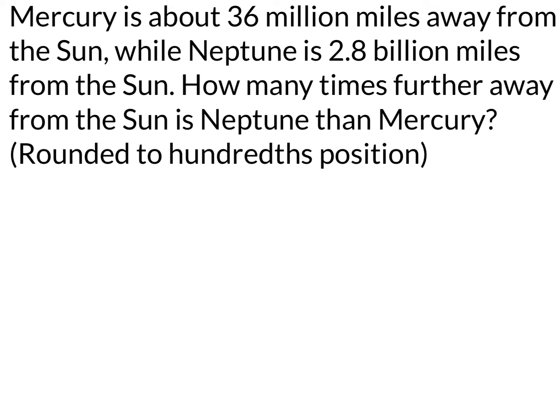Next, let's look at a different example. Mercury is about 36 million miles away from the Sun, while Neptune is 2.8 billion miles from the Sun. How many times further away from the Sun is Neptune than Mercury? Make sure you round to the hundredths position. Since we want to know how many times further Neptune is, that means we need to start with 2.8 billion and divide by 36 million.